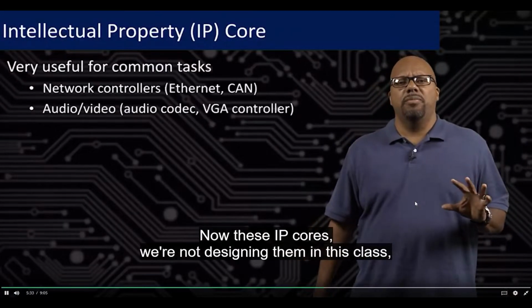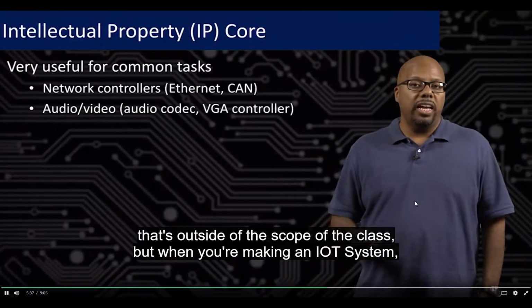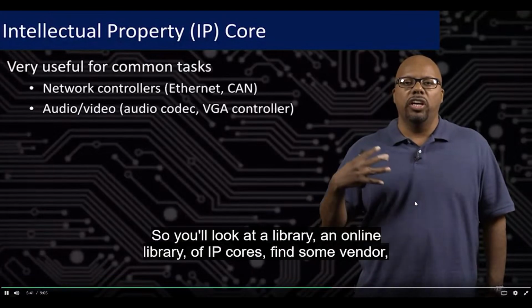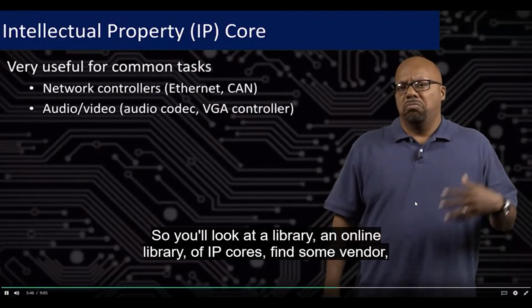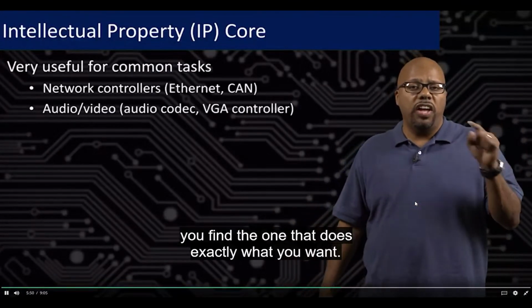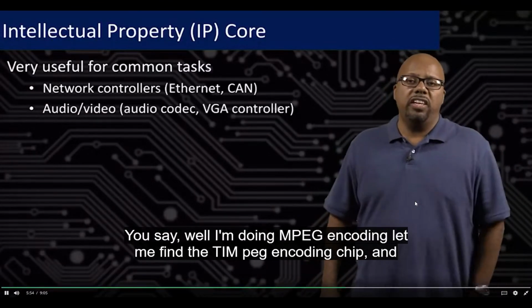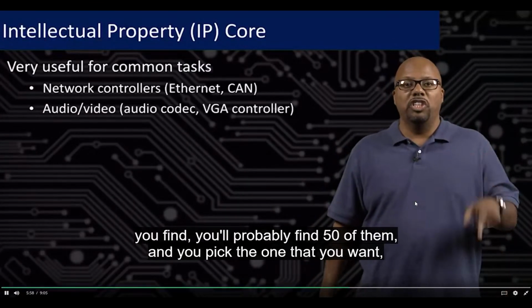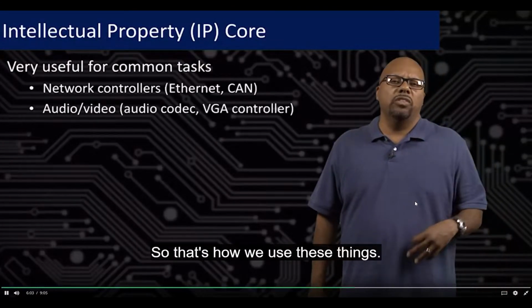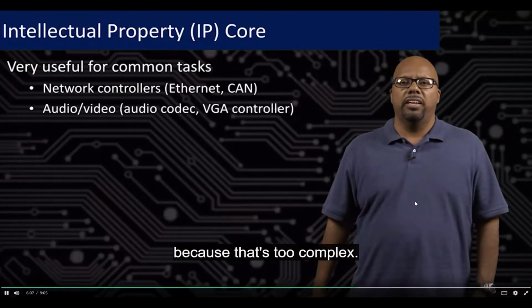Now these IP cores, we're not designing them in this class. That's outside the scope of the class. But when you're making an IoT system, you definitely might want to buy one of these. So you'll look at an online library of IP cores, find some vendor, say Texas Instruments, they sell a lot of chips that do different things, and you find the one that does exactly what you want. You say, oh, I'm doing MPEG encoding. Let me find the TI MPEG encoding chip, and you probably find 50 of them, and you pick the one that you want, and that's the core that you use. So that's how we use these things. We're buying them off the shelf. We're not actually going to be designing IP cores because that's too complex.